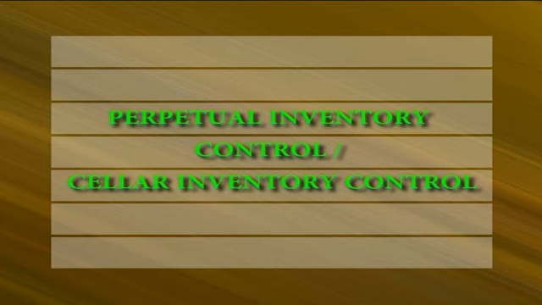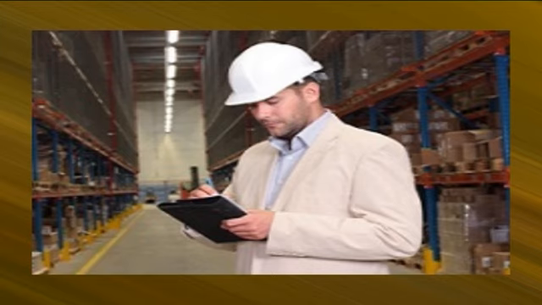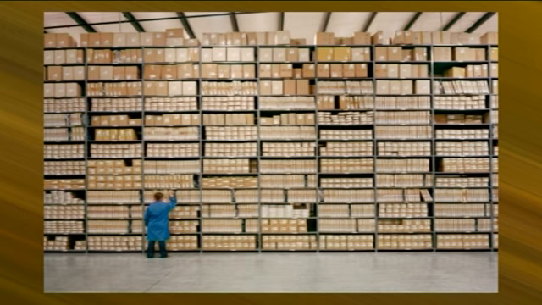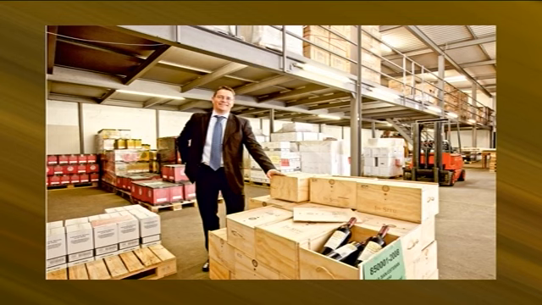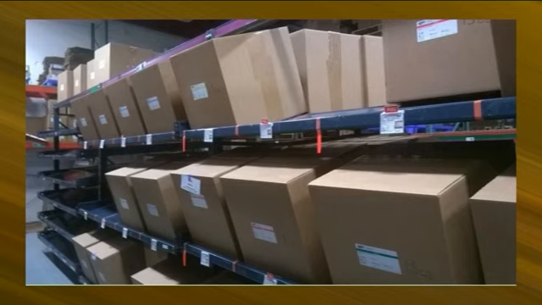Perpetual inventory control or cellar inventory control. This system is very effective for control of beverages in the cellar where all the stock is stored. The constant updating of the stock in the cellar when beverages are received and issued is followed strictly. Bin cards for every bin are updated. As a result, the balance column in the cards should always tally with the physical stock.